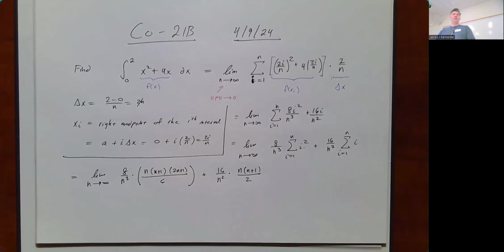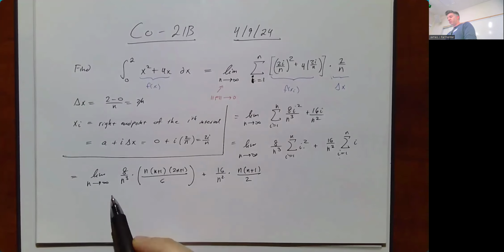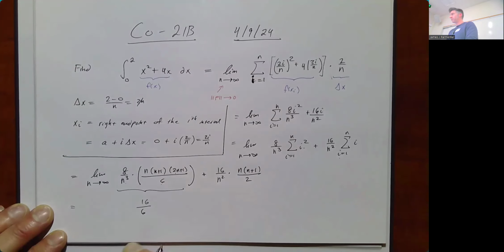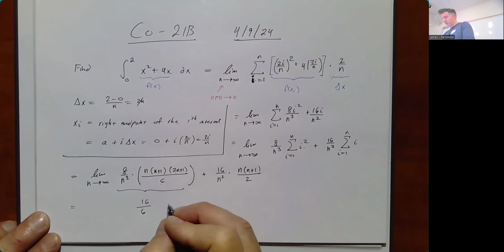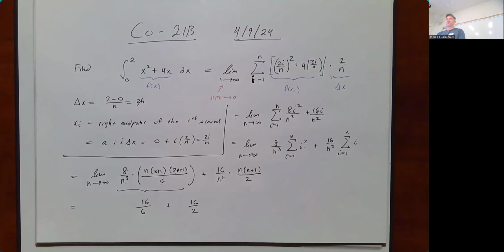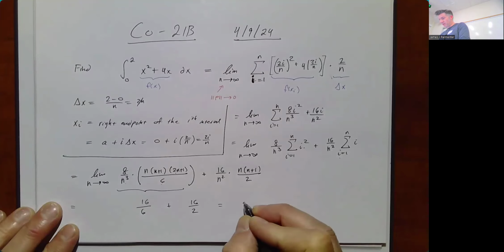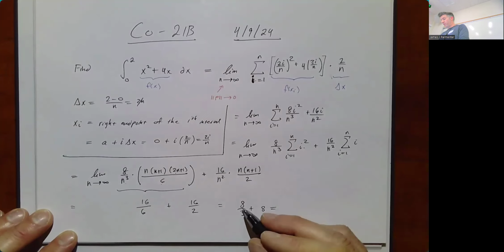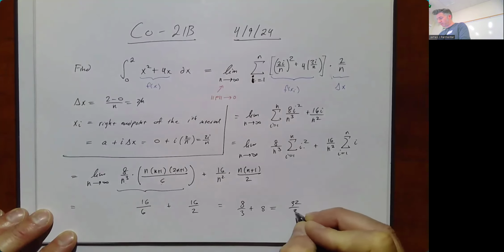Then if we want to show as little work as possible, and I do really want to show as little work as possible here, I can see that if I multiply out the top, I would get a 16n cubed on top and a 6n cubed on the bottom. So the limit of this part is going to be 16 over 6. The limit of this part is going to be 16 over 2. So then we're left with 8/3 plus 8, which we could write as 24/3 plus 8/3, so 32/3.